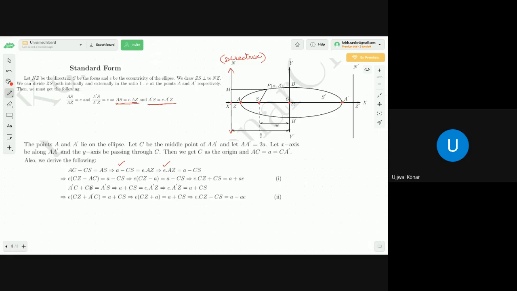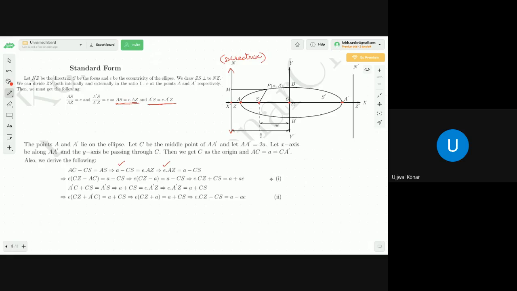So now E into AZ, what is AZ? AZ is nothing but CZ minus AC, and that is equal to A minus CS. So that implies E into (CZ minus AC). What is AC? AC is A. So E into (CZ minus A) is equal to A minus CS. That implies E into CZ plus CS is equal to A plus AE. Very simple thing. You may need some time to understand, but it is very straightforward.